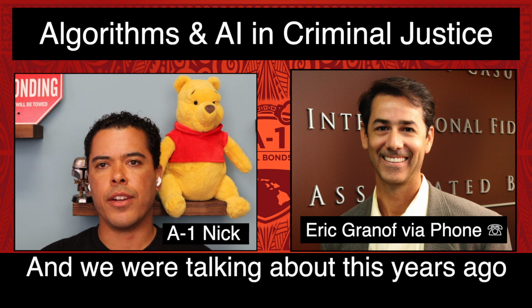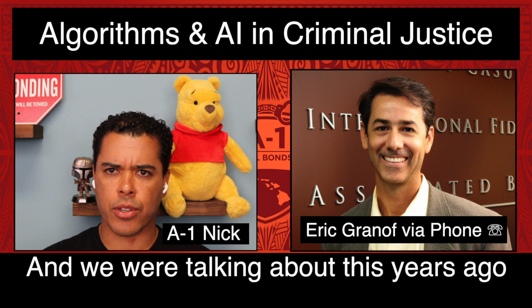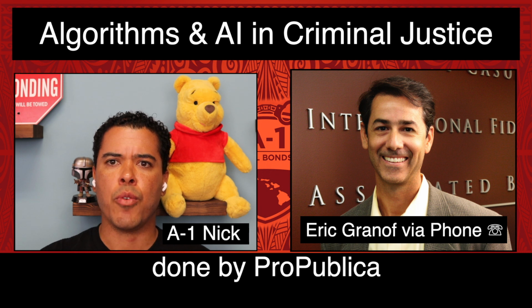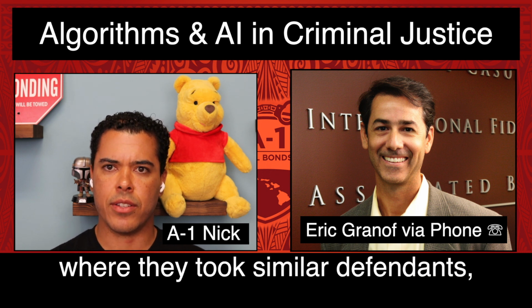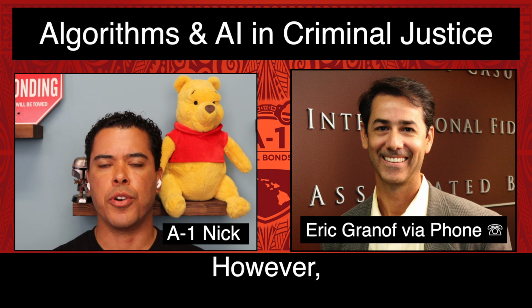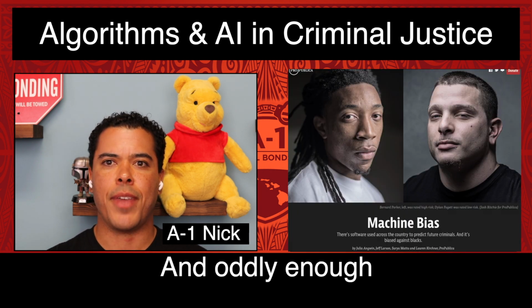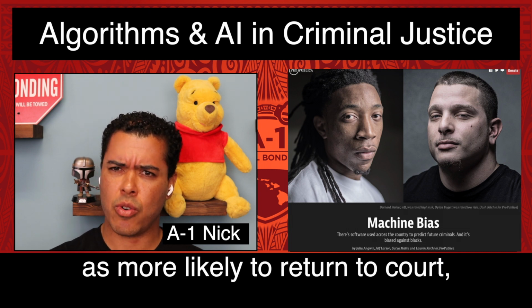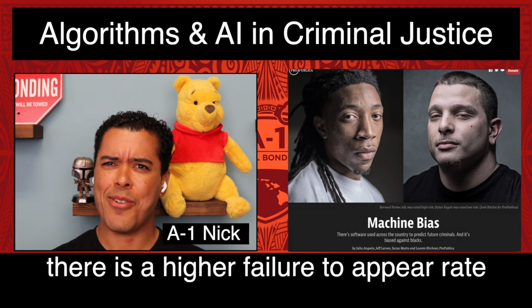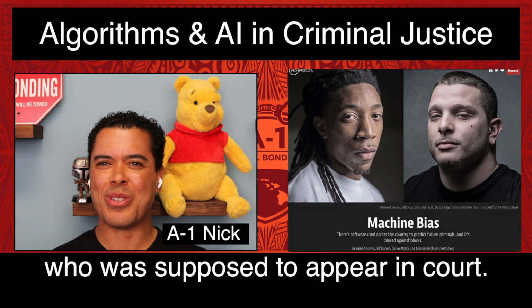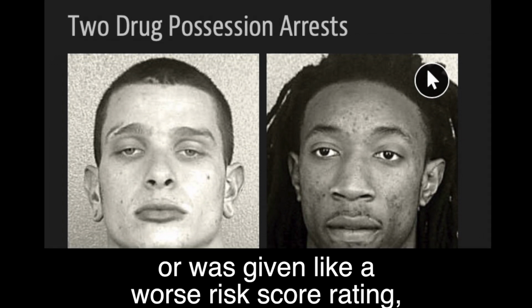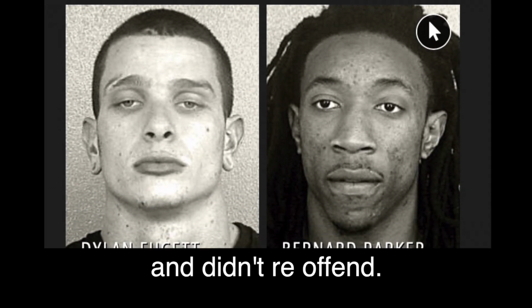Yeah, totally. And we were talking about this years ago, and you had brought up a study done by ProPublica where they took similar defendants with similar risk factors, however, one was black, one was white, and oddly enough, the one who was rated as more likely to return to court had a higher failure to appear rate, the white person who was supposed to appear in court, and then the black person who had either a similar risk score rating or was given a worse risk score rating totally went to court and didn't reoffend.